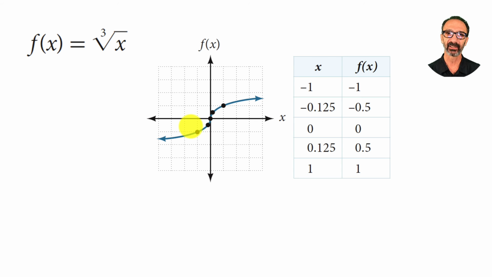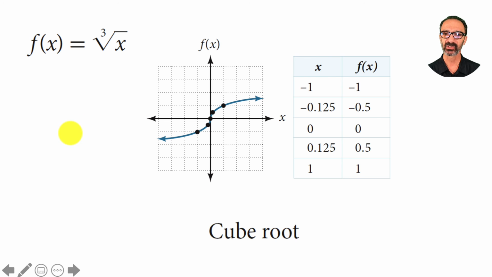If you plug in negative 8, you get negative 2, because negative 2 times negative 2 times negative 2 is negative 8. So yes, you could plug in negative numbers, and that's why it continues down here. You go all the way to negative 8, you just output going down to negative 2. And that's called cubic root.